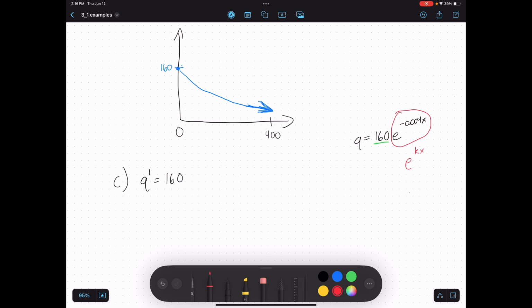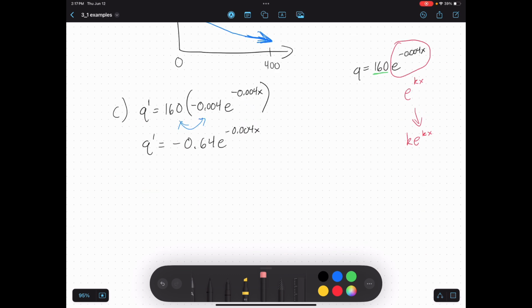What's my derivative of this? I get k e to the kx. So my derivative for this specific one is going to be negative 0.004 times e to the negative 0.004x. And now I can multiply those two together, and I get negative 0.64 e to the negative 0.004x.